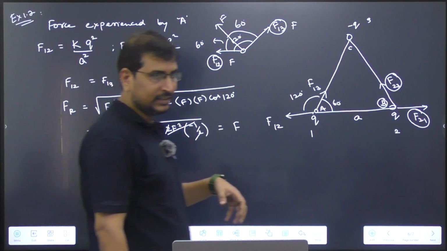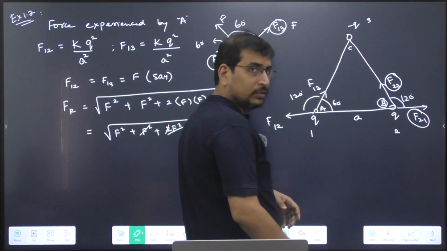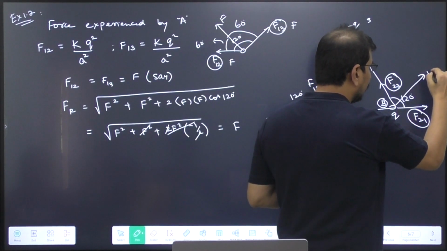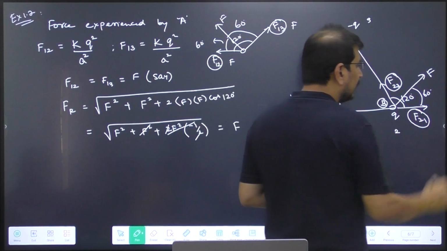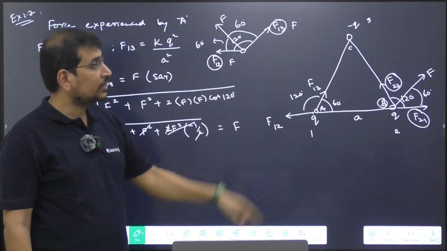KQ square divided by A square. So the angle again is going to be 120 degrees. So what will be the answer? The same F which is making an angle of 60 degrees with either of the vectors. Am I right? So what about the charge at C?